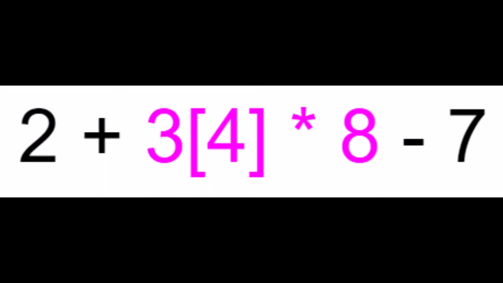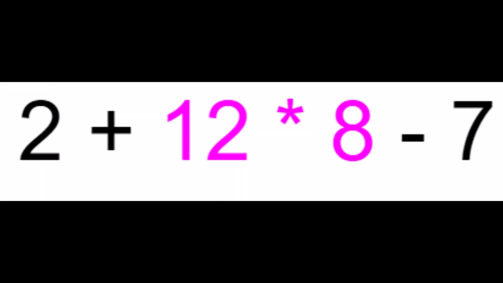Now we have 3 times 4 times 8 in our equation. The order of operations says that we start with 3 times 4, which comes out to 12, then multiply by 8 to get 96. Last are addition and subtraction from left to right.